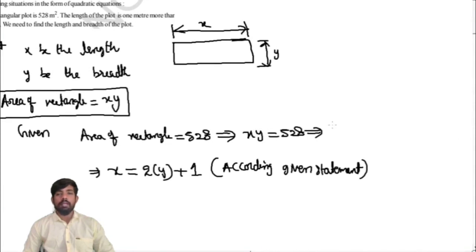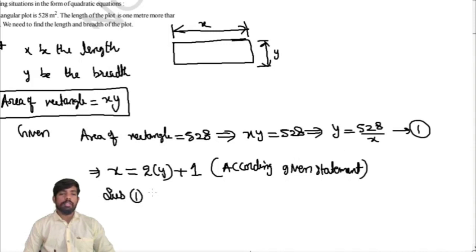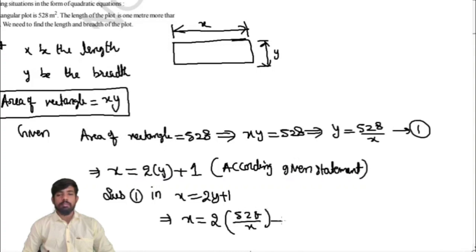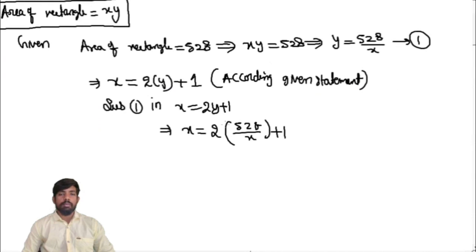Now I am sending this x to the right hand side, it will become y = 528/x. So in the place of y, can I substitute this? Let us call it equation 1. Substitute it in x = 2y + 1. Now x = 2 into y, which is 528/x, plus 1. So x = 1056/x + 1.